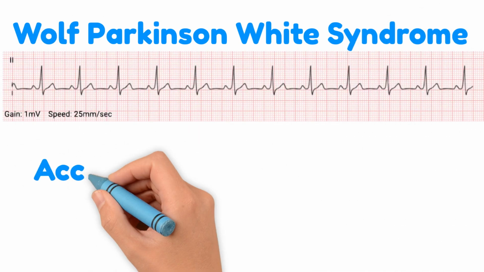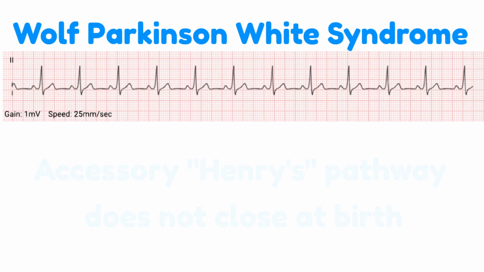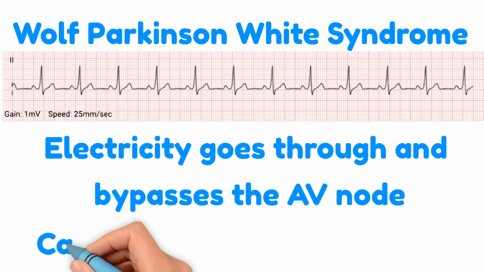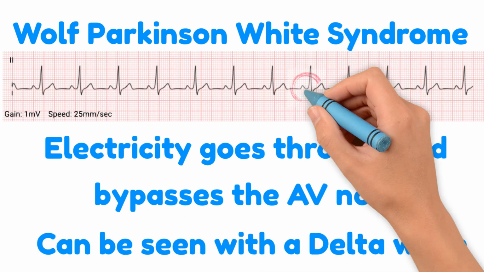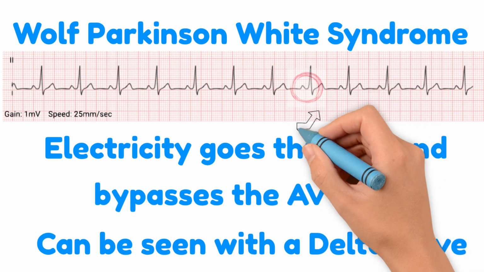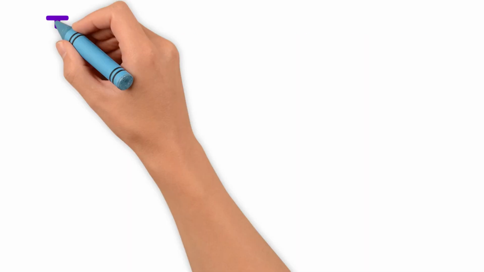Wolff-Parkinson-White syndrome, or WPW, occurs when the Kent pathway in the heart does not completely close at birth, so electricity can bypass the AV node and go directly from the atria to the ventricles. WPW presents similar to a sinus rhythm with the presence of a delta wave in the PR interval. This is a swooping upward where it should be flat right in that PR interval.